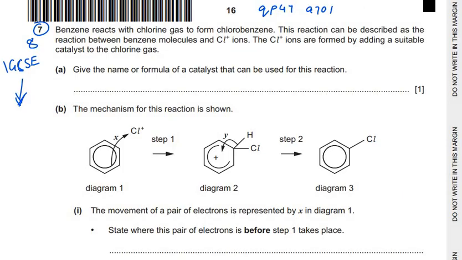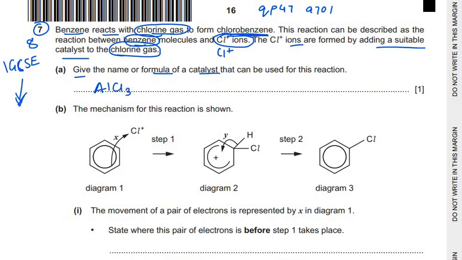Now starting with question 7, benzene reacts with chlorine gas to form chlorobenzene. This reaction can be described as a reaction between a benzene molecule and the Cl plus ion. The Cl plus ions are formed by adding a suitable catalyst to the chlorine gas. Give the name or formula of the catalyst that can be used for this reaction. The catalyst used is aluminium chloride. Here I have written the formula, but you can even write the name, that is aluminium chloride.